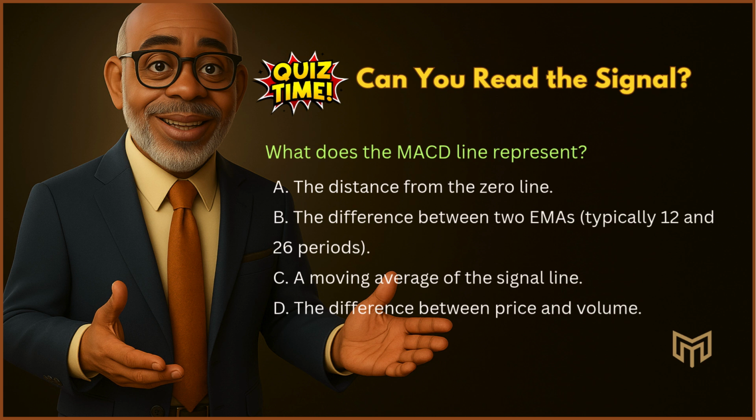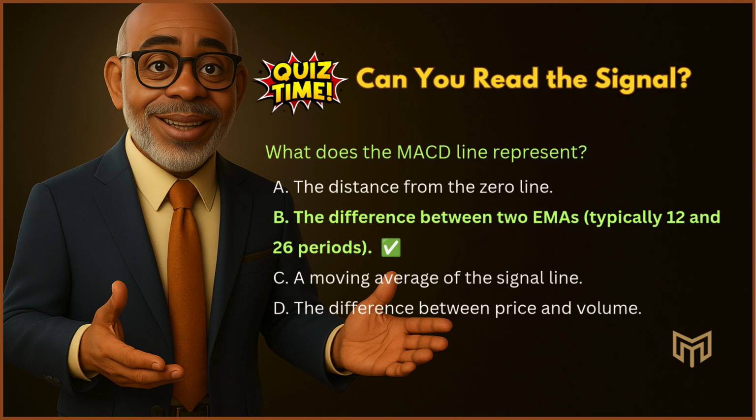The correct answer is B. The MACD line represents the difference between two EMAs, typically the 12 and 26 period. That gap between the two moving averages is what the MACD line is actually measuring. Momentum in motion. If you chose A, the distance from the zero line, that's actually what the MACD line shows you after the calculation, not what it represents.